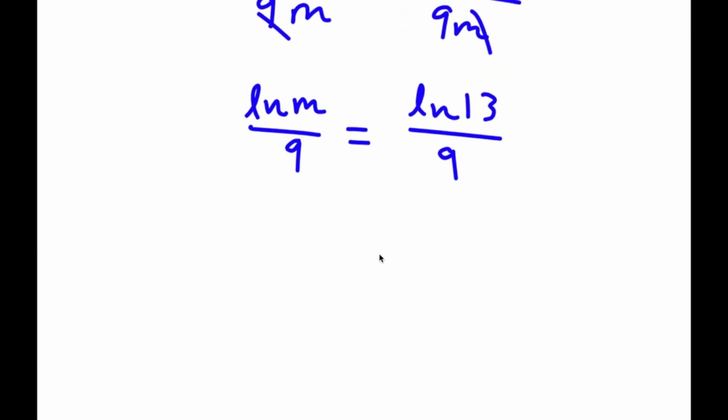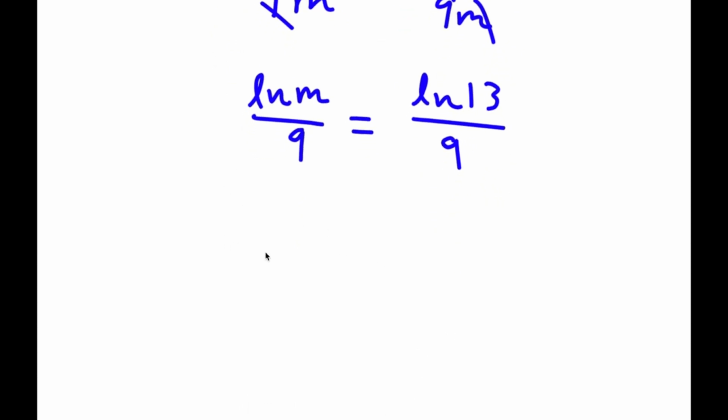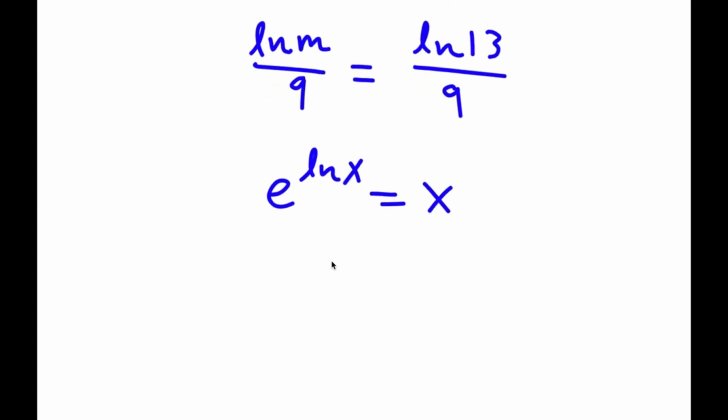Now, I'm going to take something in the form e to the power of ln x. This is equal to x. So now I'm going to change this to, sorry, this is actually not 9, this is m. This is supposed to be m. So now I'm going to take e to the power of ln m on both sides.